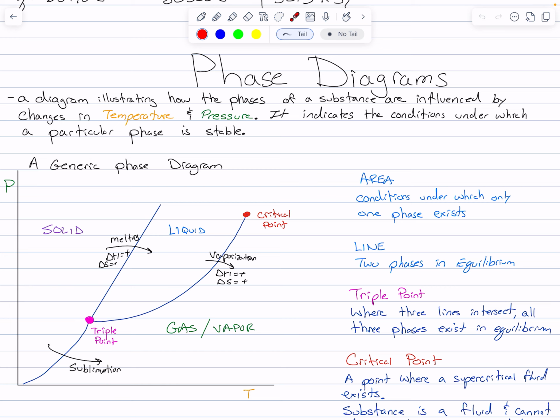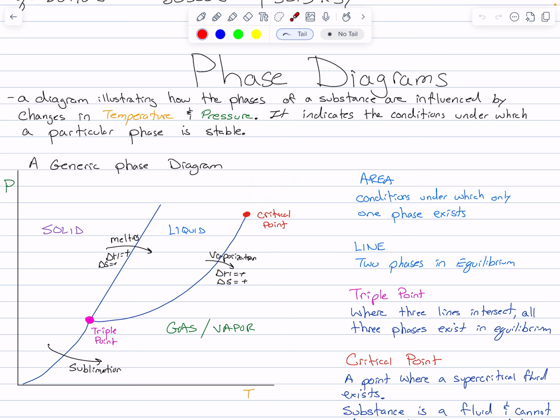At 0 degrees Celsius. Now, there's this triple point right here, and that's where all the lines intersect. That's where water, or any substance, carbon dioxide or argon, whatever the substance is, can be a solid, liquid, and/or gas. Then we have this critical point. What is this critical point? Well, this critical point is where a supercritical fluid exists, beyond, up in this region up here.